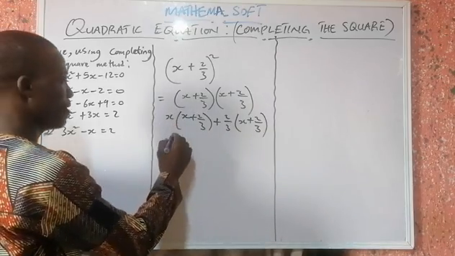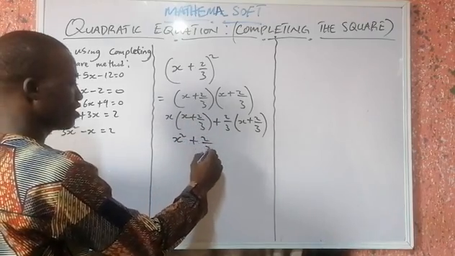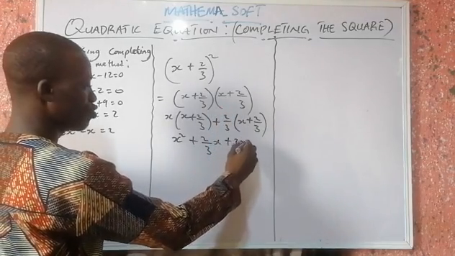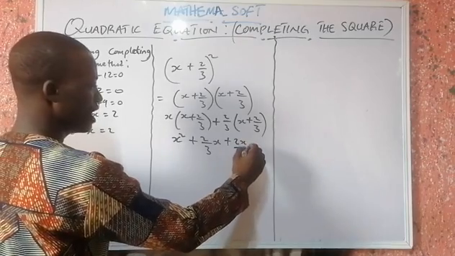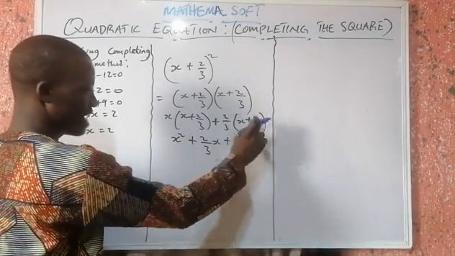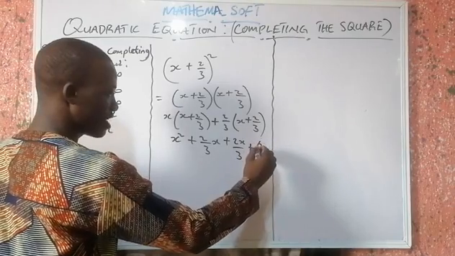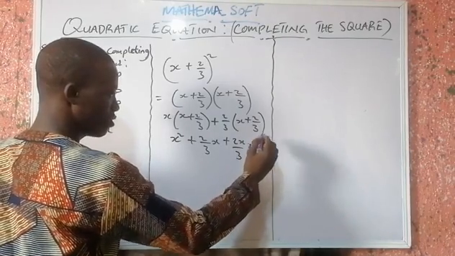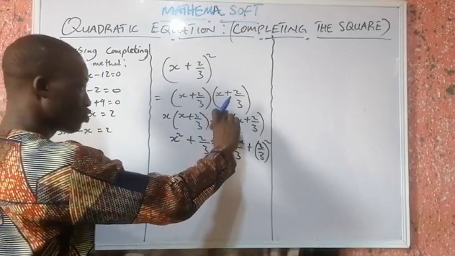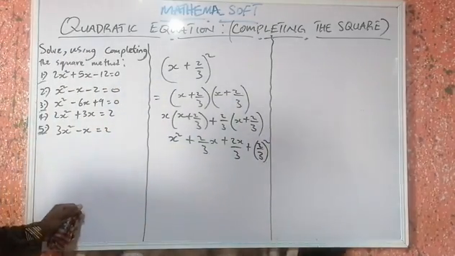So x multiplied by x will give me x squared, plus x times 2 over 3 will give me 2 over 3x, plus 2 over 3 times x will give me 2x over 3, and then plus 2 over 3 times 2 over 3. Rather than using this as a direct multiplication, since it's 2 over 3 times 2 over 3, both of them are the same, I can just write it as 2 over 3 squared, instead of doing 2 times 2, 4, 3 times 3, 9. So 2 over 3 times 2 over 3 will give me 2 over 3 squared.